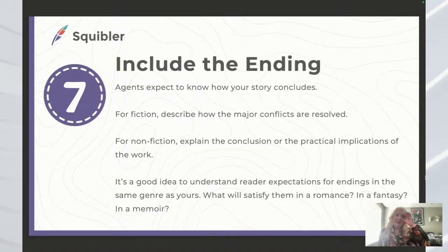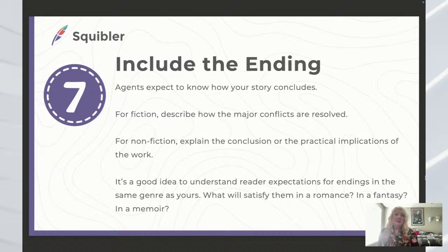Tip number 7 for synopses is to include the ending. The agents do expect to know how your story concludes. This isn't a choose your own adventure for them. For fiction, you want to describe how major conflicts are going to be resolved in your book. And for nonfiction, you want to explain the conclusion or the practical implications of the work, what you're adding to the discussion on a topic.